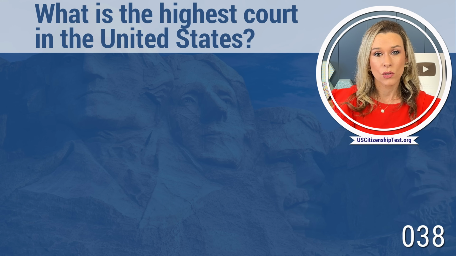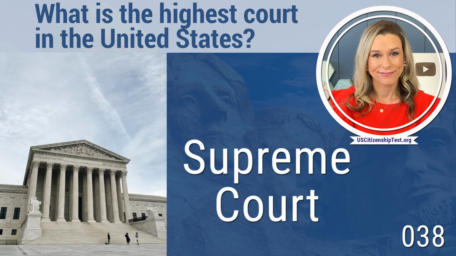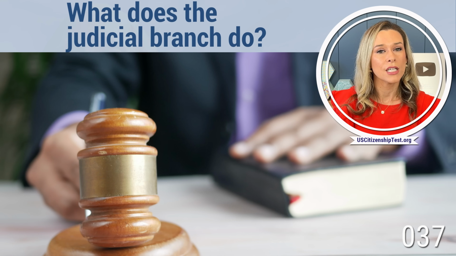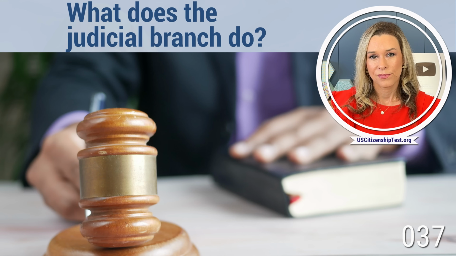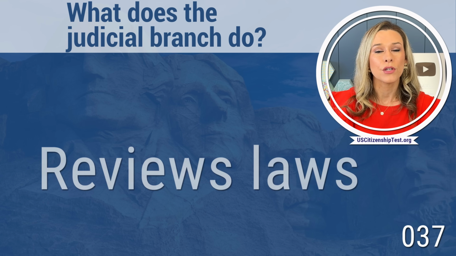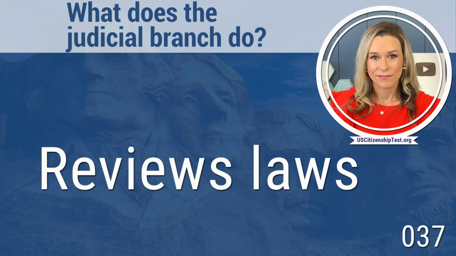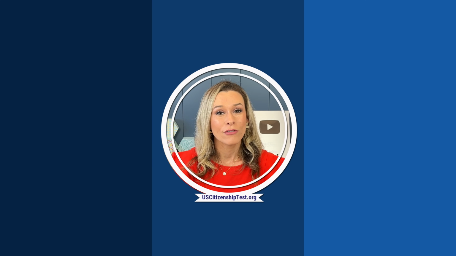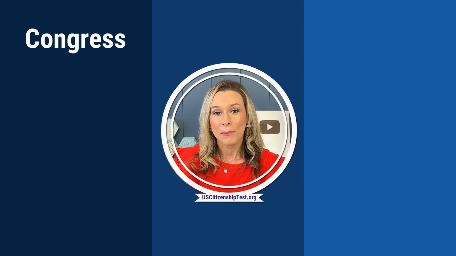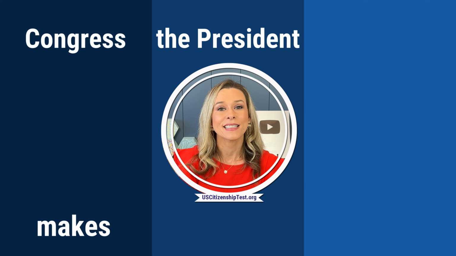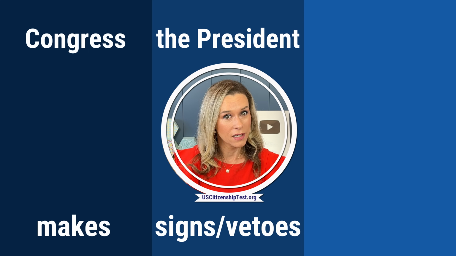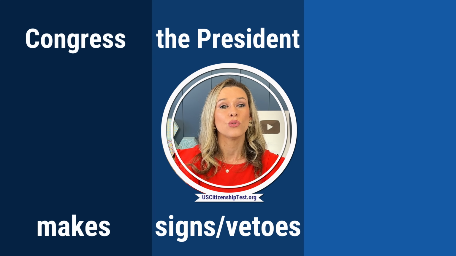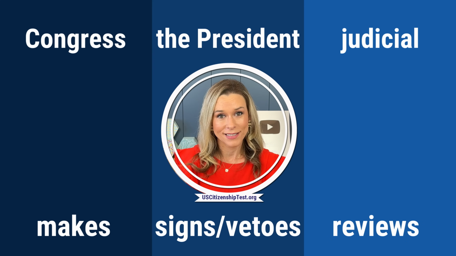What is the highest court in the United States? The Supreme Court. What does the judicial branch do? Reviews laws. So to review, Congress makes the laws, the president signs the laws or vetoes the laws, and the judicial branch reviews the laws.